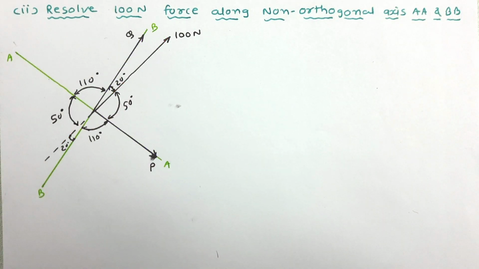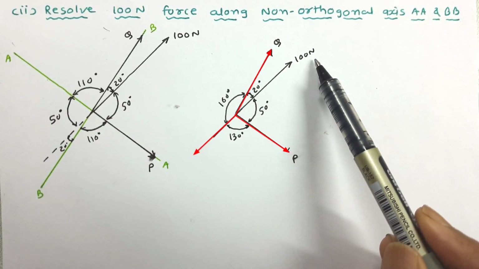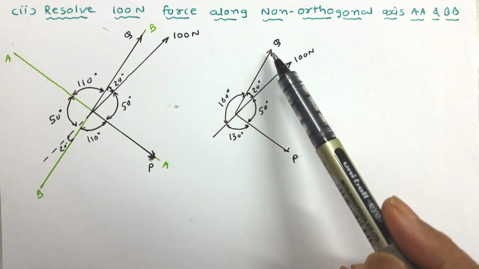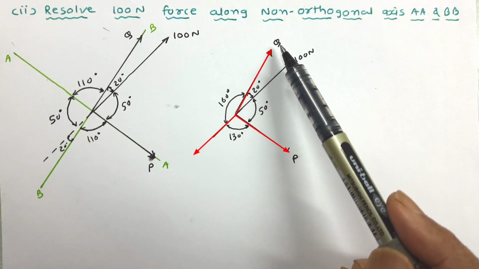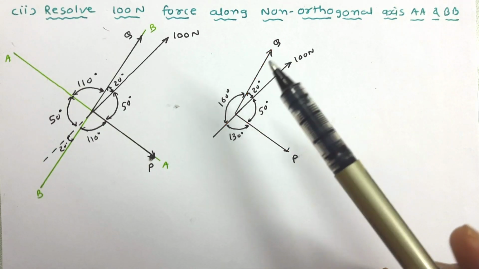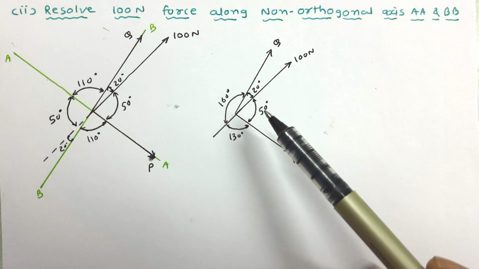Now let us draw an individual figure for P and Q. So here is the simplified figure. This is the 100 Newton force. This is the component along the AA axis, that is P, and this component is along the BB axis, that is Q. We want to work out P and Q. All the angles are plotted here in a simplified manner.